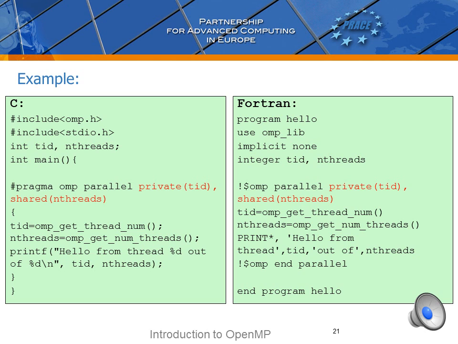We rewrite the simple hello world example by using data clauses. The variable tid denotes the thread ID, and threads denotes the total number of threads in the team. Notice that we define the thread ID of each thread as private data, so there will not be any race condition for this variable.